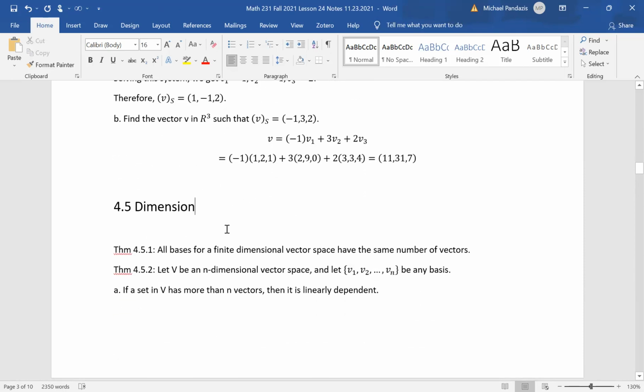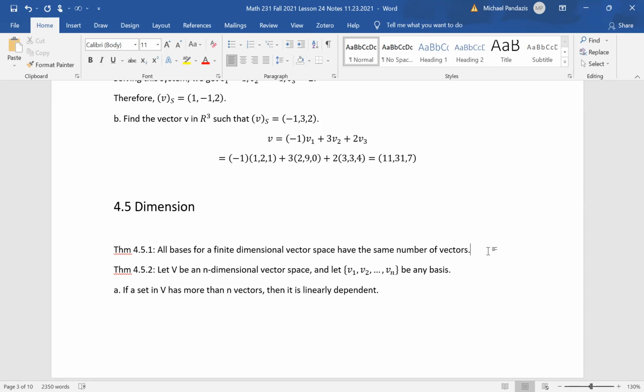Section 4.5 is on dimension. Theorem 4.5.1 says all bases for a finite dimensional vector space have the same number of vectors. So if you have different bases for the same finite dimensional vector space, they all have the same number of vectors. Bases are not distinct. You could have more than one basis, but even when you have more than one basis, they will always have the same number of vectors in them.